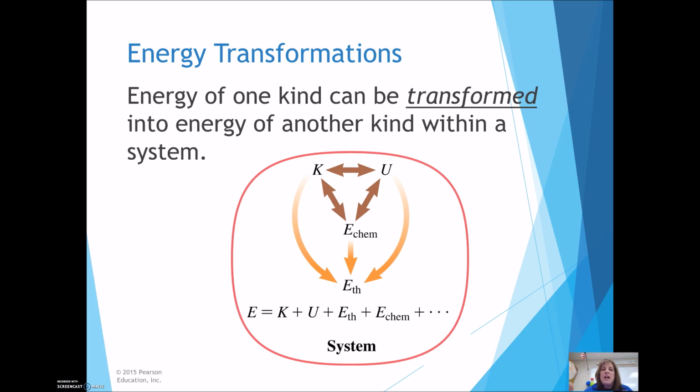So within an isolated system, we can have kinetic energy going to gravitational potential energy if I throw a ball up in the air, and then that gravitational potential energy will get converted back into kinetic energy as it falls, and maybe then I'll generate some thermal energy due to air resistance, or it'll hit the ground and I'll generate some thermal energy that way. So there are ways within a system that one form of energy can be transformed into another.